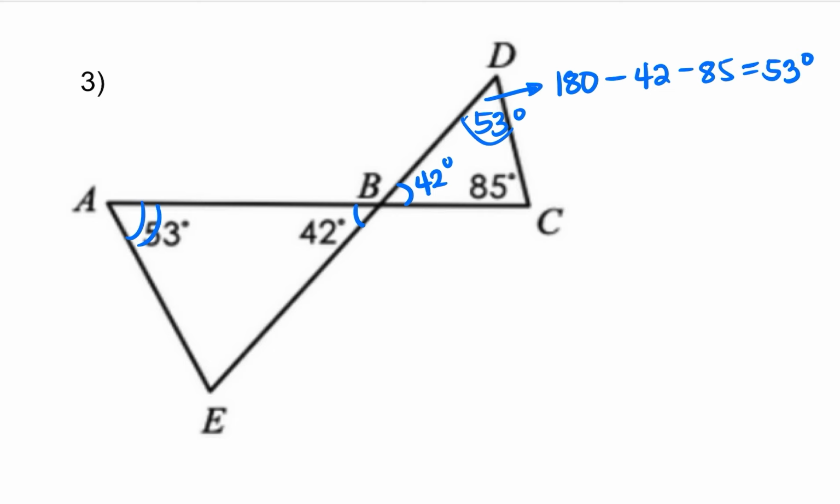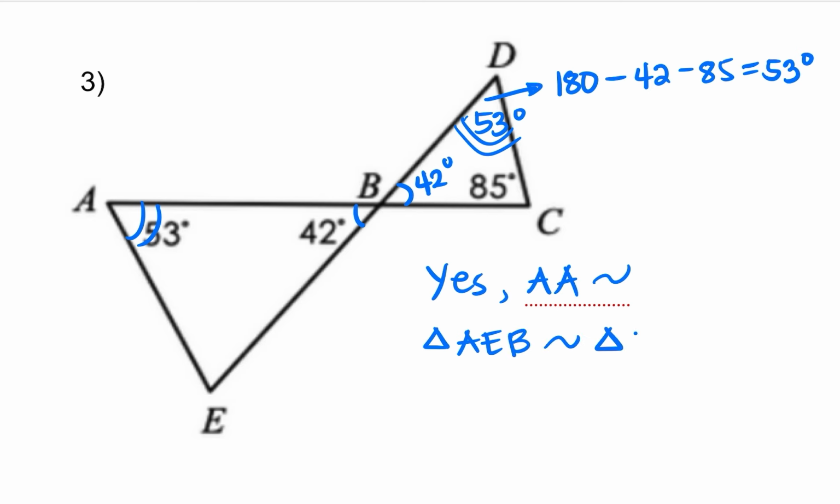So then therefore, these two triangles are similar. We say yes, they're similar by angle similarity. And let's name the triangle. So we have triangle AEB is similar to triangle DCB.